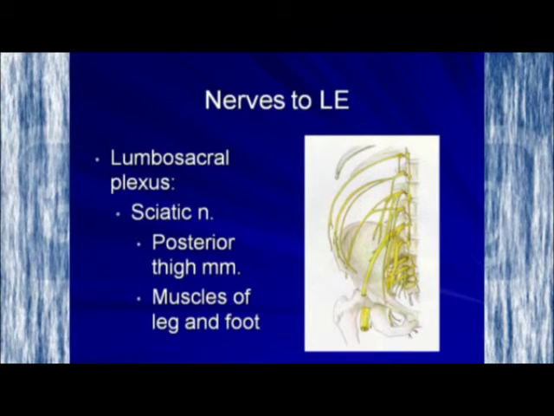Lumbosacral plexus, so sciatic, is going to go to your posterior thigh muscles and your muscles of the leg and foot. So the lumbar plexus will do more anterior thigh and upper leg. Lumbosacral plexus will do your sciatic and lower leg. So posterior thigh and lower leg.